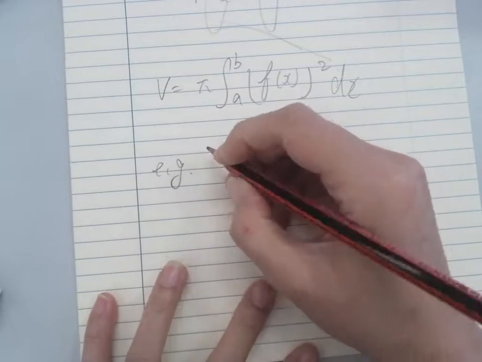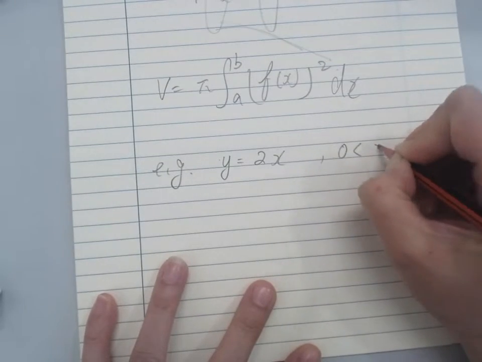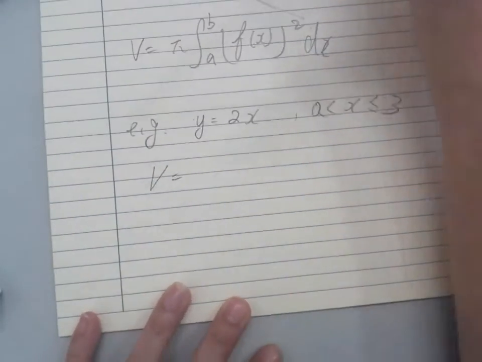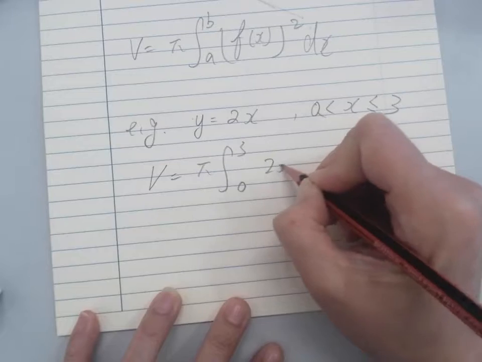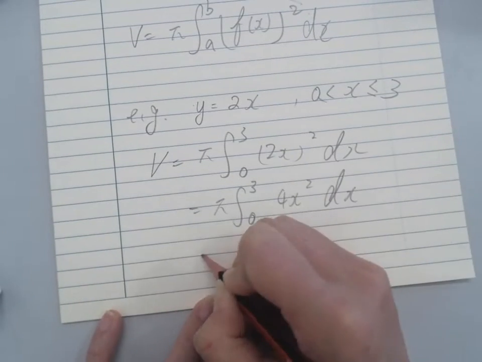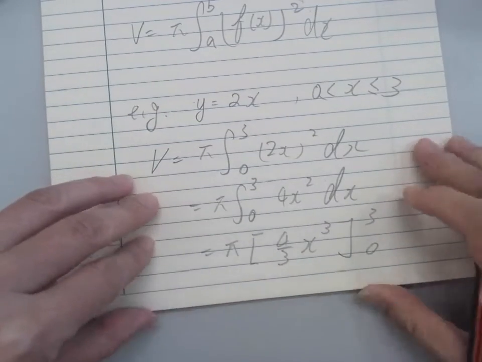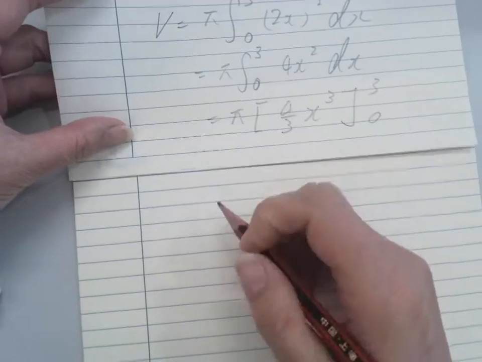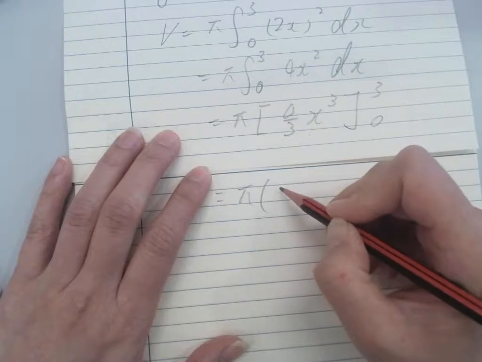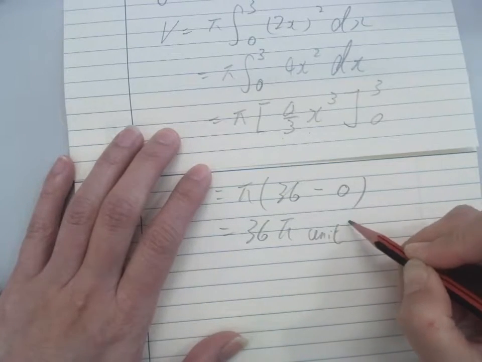For example, we could have y equals 2x, the volume for x between 0 and 3. Just substitute the equation, nice and easy. So we have volume equals pi, integral from 0 to 3, of (2x) squared dx. That will become 4x squared dx. So it becomes pi times 4 over 3 x cubed, from 0 to 3. And then we have pi times 36 minus 0. So we got 36 pi units cubed.